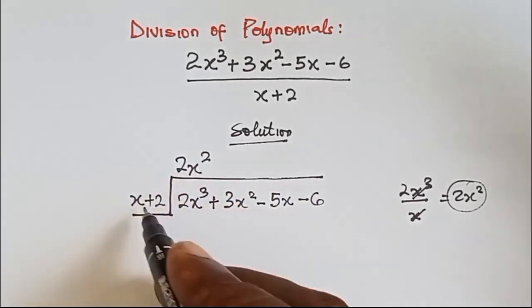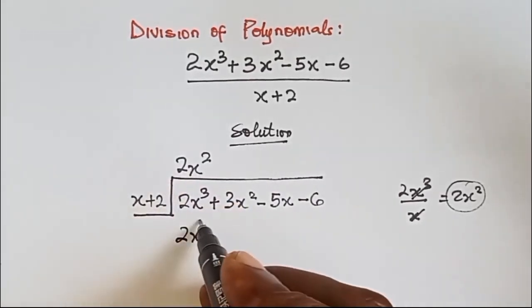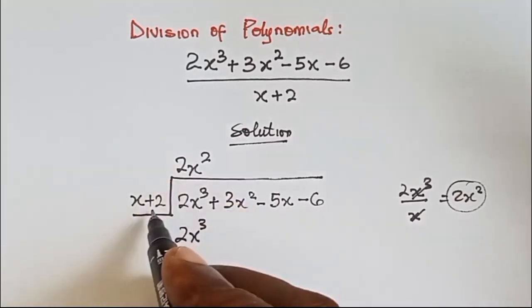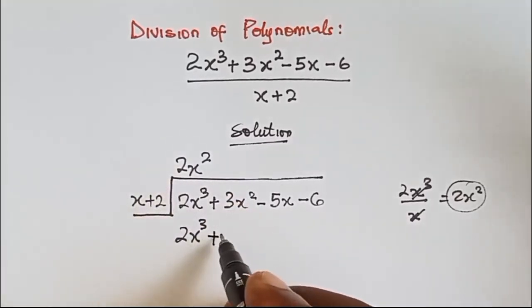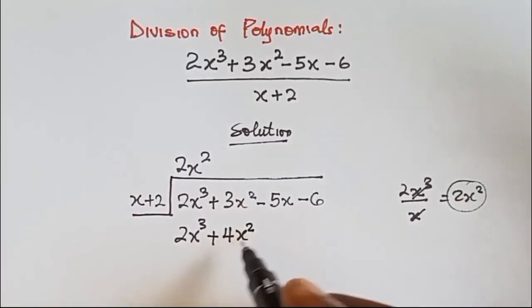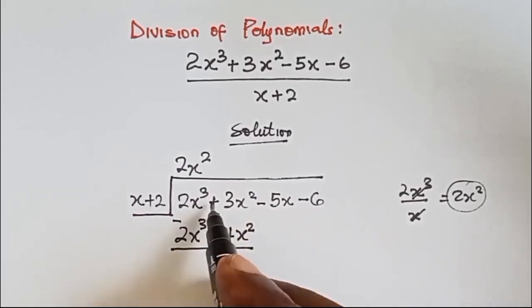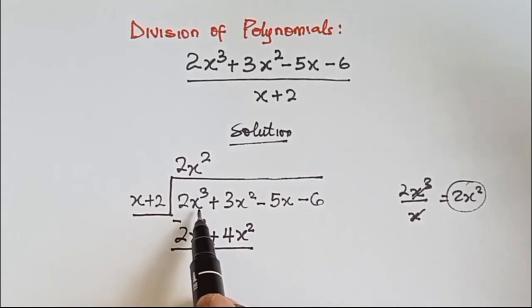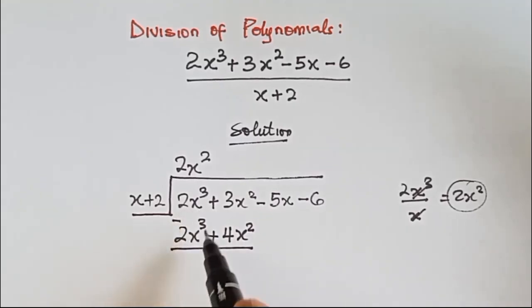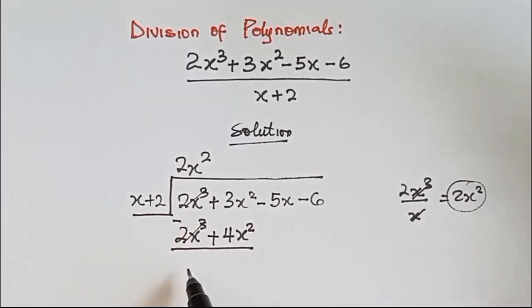Alright, so 2x squared times x will give us 2x raised to power 3. Then 2x squared times 2 will give us 4x squared. Then we're going to do subtraction. We're going to subtract this from this. Right, 2x raised to power 3 minus 2x raised to power 3 will give us 0. Okay, that has been cancelled out.